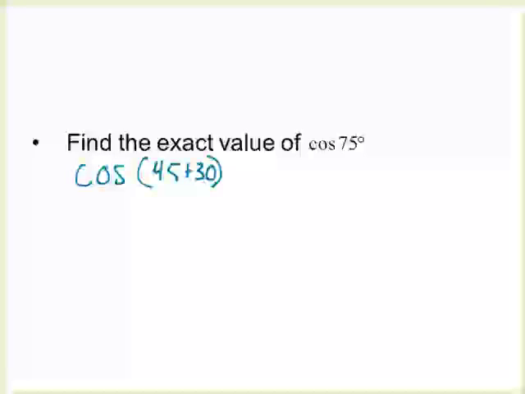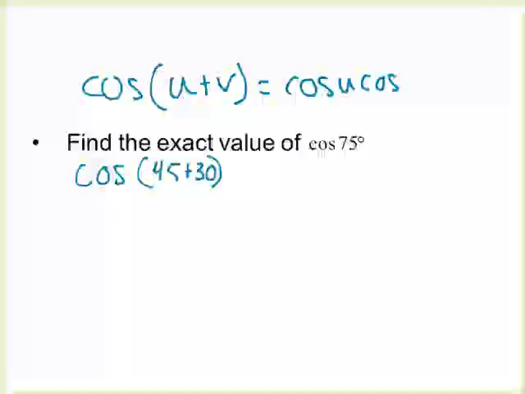But we do have a formula that we can look up on our identity sheet, which again, you don't have to have memorized. But at the top of our notes, we would look under the sum formulas, because this is adding, and look for the one of cosine. And it says cosine of u plus v is equal to cosine u cosine v minus sine u sine v.